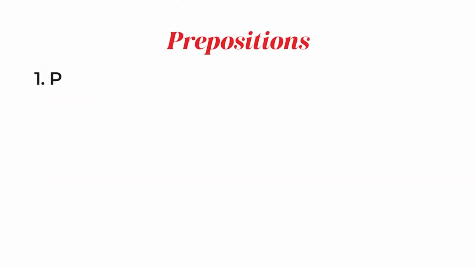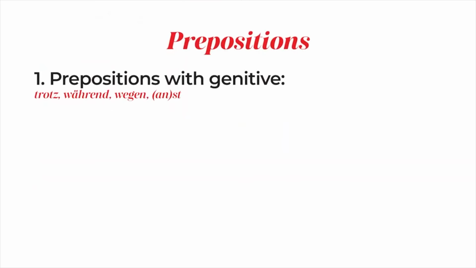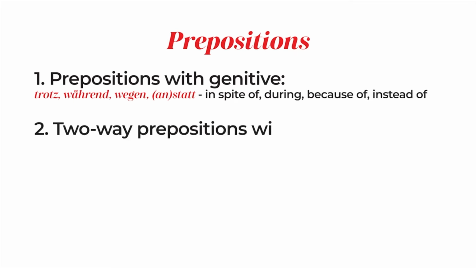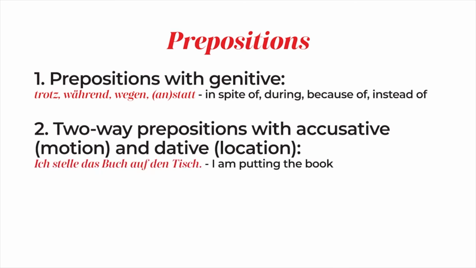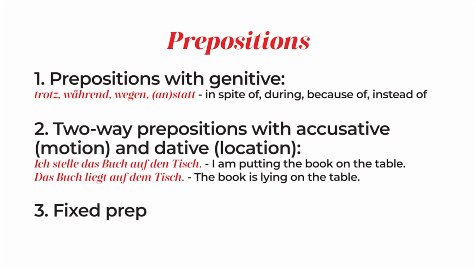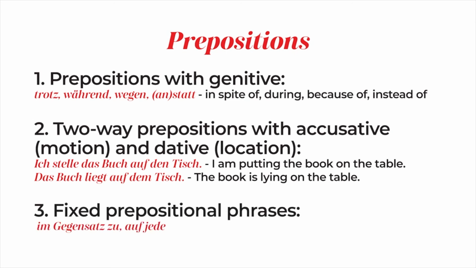Prepositions, such as the genitive prepositions trotz, während, wegen, and anstatt. Also the two-way prepositions with the accusative case used with motion and dative case used with location. Ich stelle das Buch auf den Tisch. Das Buch liegt auf dem Tisch. Fixed prepositional phrases such as im Gegensatz zu or auf jeden Fall.